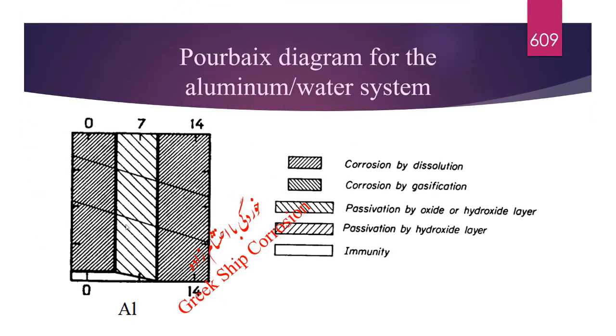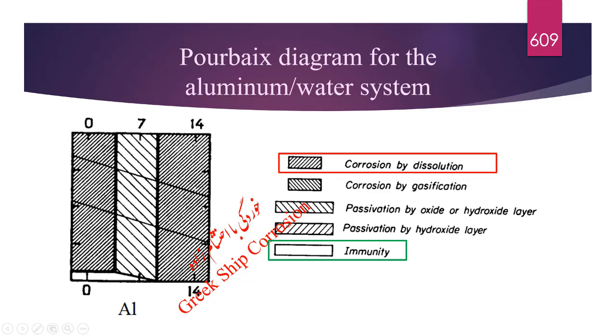Pourbaix diagram for the aluminum-water system. Small immunity zone, corrosion by dissolution, passivation by oxide or hydroxide layer.